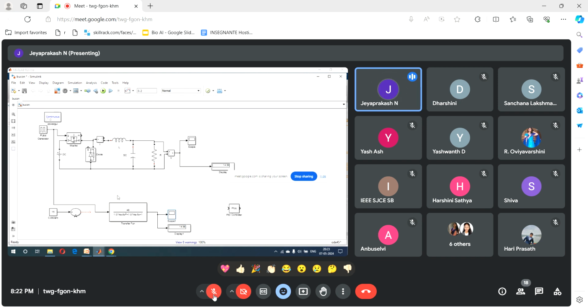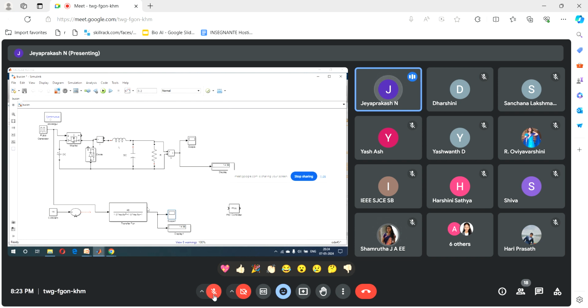Okay, anybody having any doubt up to this? So how we can obtain the transfer function? How to obtain the response of the transfer function? Anybody having any doubt? No, sir.